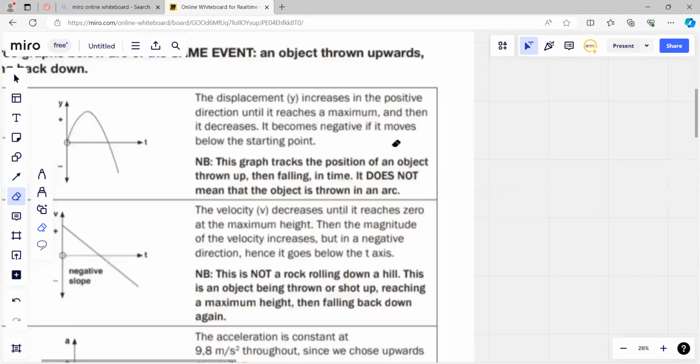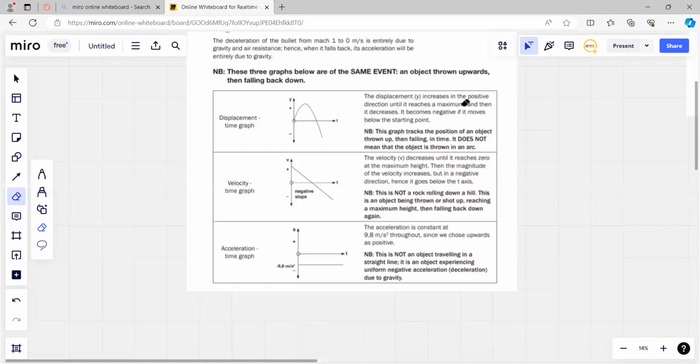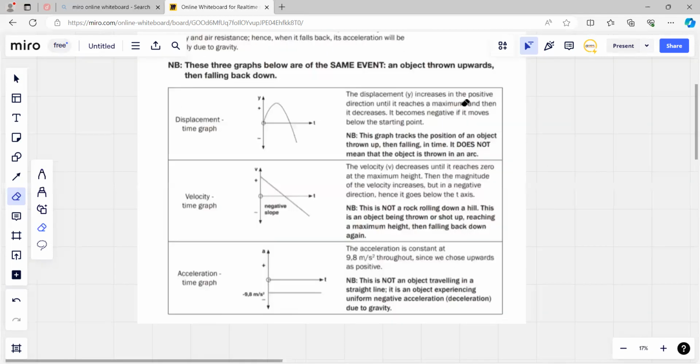Let me zoom in a little bit. Yeah, thank you. So here we'll be looking at three graphs of the same event, whereby an object is being shot upward, then it has to go up. It's either shot or thrown. Whether an object is thrown or shot upwards, it then falls back downwards.